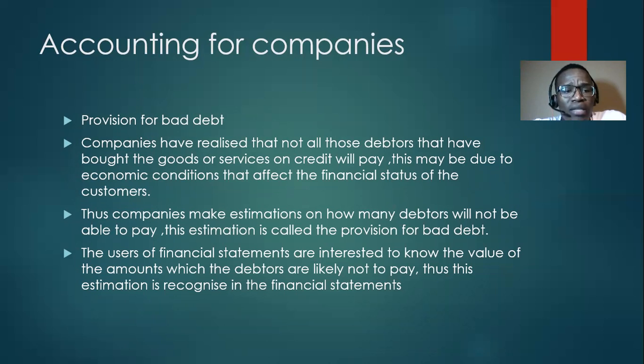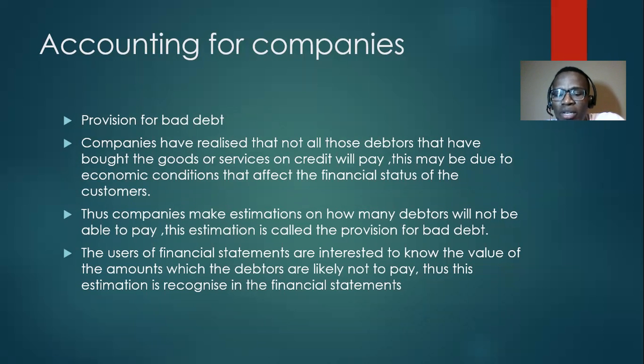Then we're going to look at provision for bad debts, right? So companies have realized that not all those debtors to whom it has sold goods on credit are going to be able to pay or are likely to pay. The whole reason behind it is that the customer may be affected by certain conditions of the economy, like maybe they may be retrenched, or maybe they may be affected by, at the time of this video, the coronavirus in South Africa or the whole world, and then certain companies have closed.